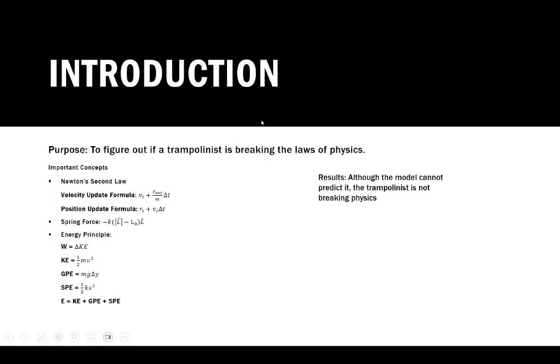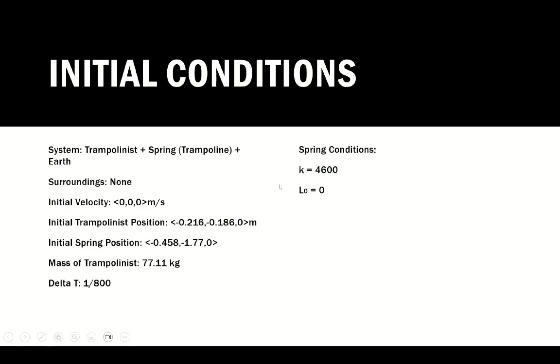Lab 5. The purpose of what I tried to do in Lab 5 is figure out if a trampolinist is breaking laws of physics, and the way I tried to do this considers the trampoline as a spring. So all the important concepts from Lab 4 are going to apply here with regards to Newton's second law and the energy principle, and they're all listed out right here. And the results are, although the model can't really predict it accurately, the trampolinist is not breaking physics.